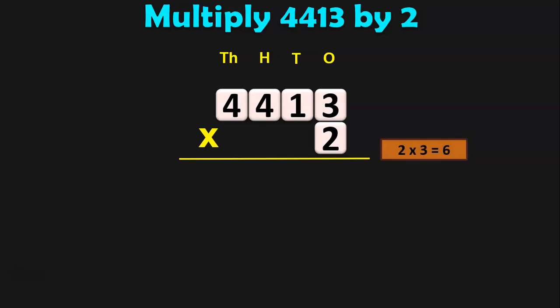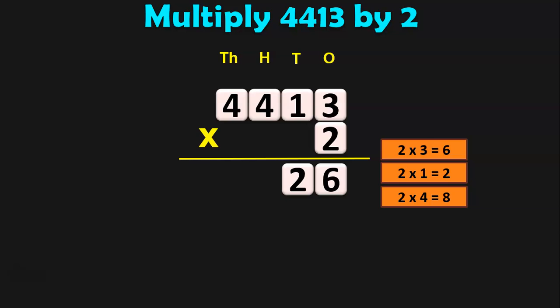So first multiply 2 by 3. 2 into 3 is 6 ones. Next go to the tens place, multiply 2 by 1. What will you get? 2. So you write 2 in the tens place. Next 2 into 4 in the hundreds place will give you 8 hundreds. So write 8 in the hundreds place.